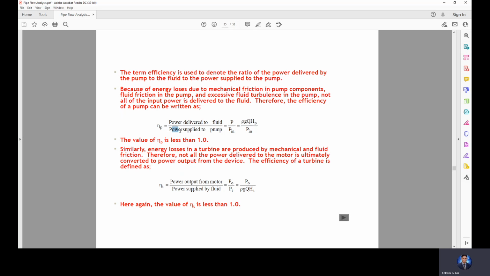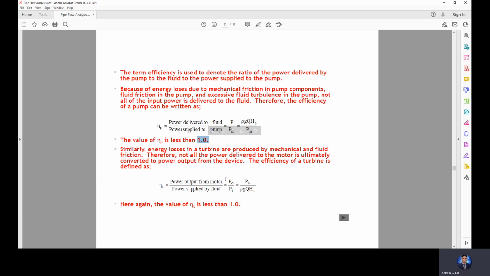So the power supplied to our pump is usually in the form of electric power. So that is the power supplied by electricity. Then this is the output. So our power delivered to the fluid is always smaller than our input. So the efficiency is basically less than 1. It's always less than 1 in fact.